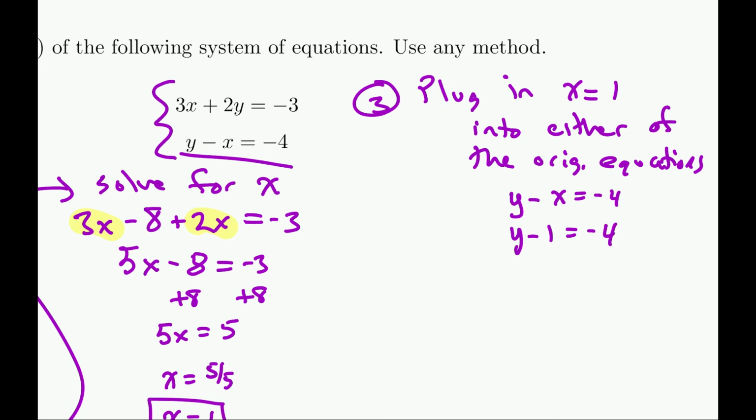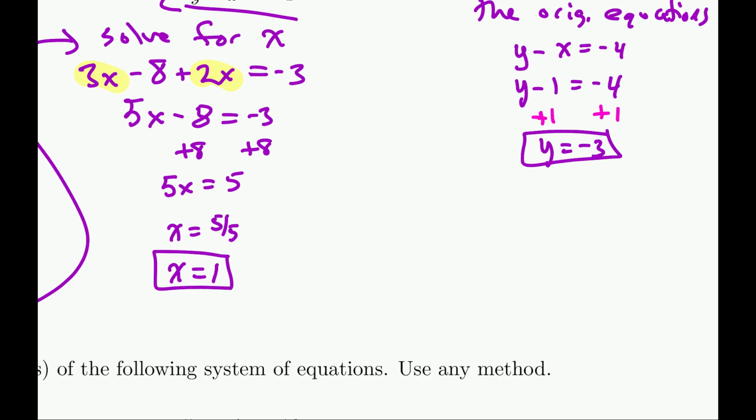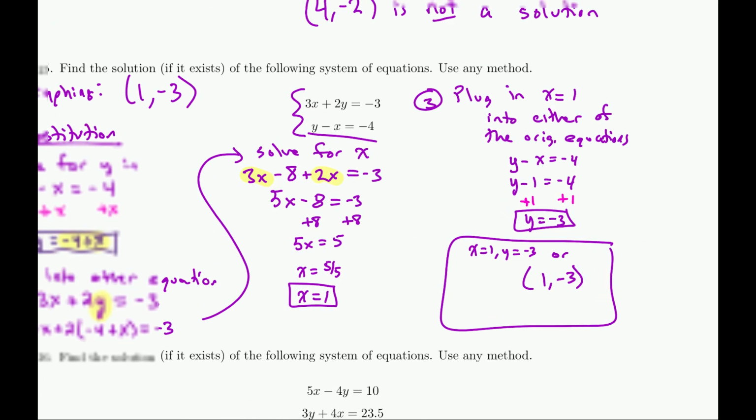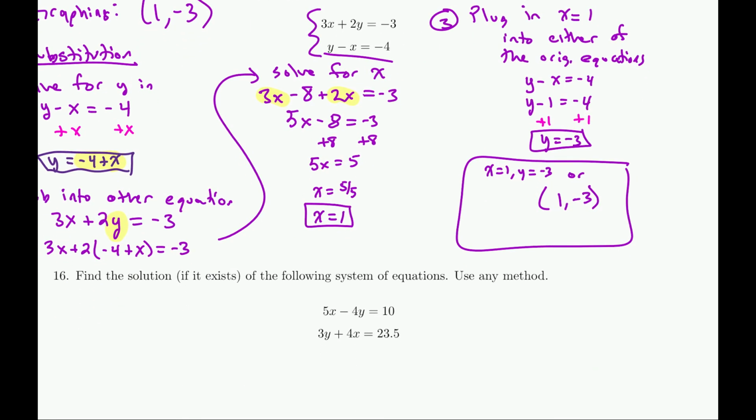And then if you're trying to solve this for y, plus 1, and you get, what do you get? You get y equals minus 3. So then you combine this information, x equals 1, y equals minus 3, and you get for your answer, x equals 1, y equals minus 3, or 1 comma minus 3, right? And of course, that's what we got from graphing, but doing the substitution work was what we did here.